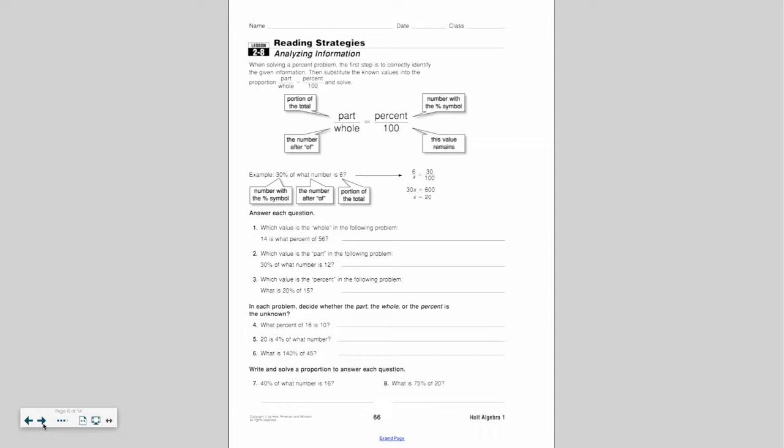When we get to percentage, we just do proportions. And we have talked about this. Part over whole equals percent over 100. You also know this as is over of equals percent over 100. So I just set up the proportion. Okay, so 14 is what percent of 56? Which value is the whole part? Anything that follows the of. So the 56 is the whole part.